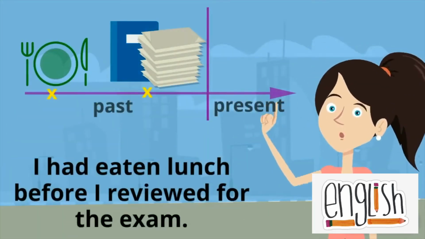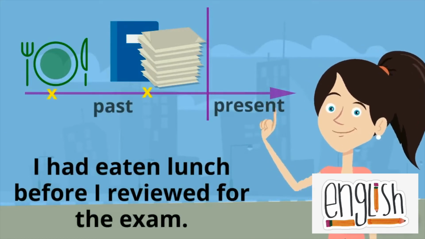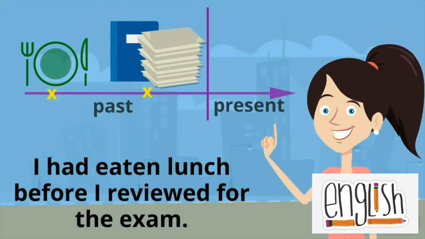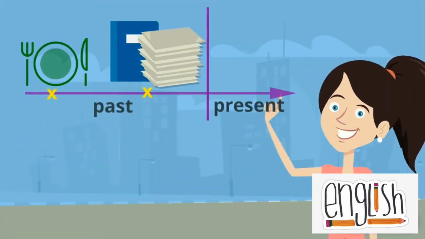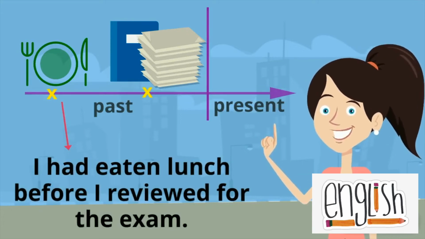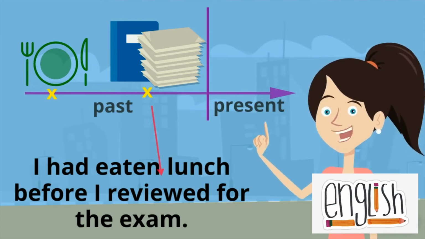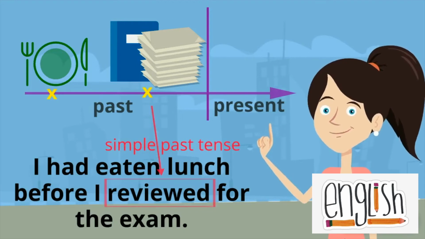The sentence, I had eaten lunch before I reviewed for the exam, is an example of past perfect tense. The first event in the past, based on the illustration, was the act of eating lunch. So, we have to use the past perfect tense. To write it, follow the pattern had plus past participle, like had eaten. The second event in the past was the act of reviewing. Since it was the last event, we only have to use simple past tense, like reviewed.